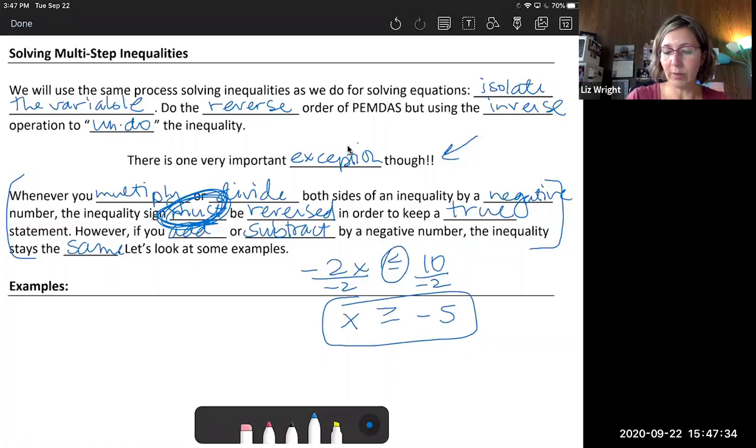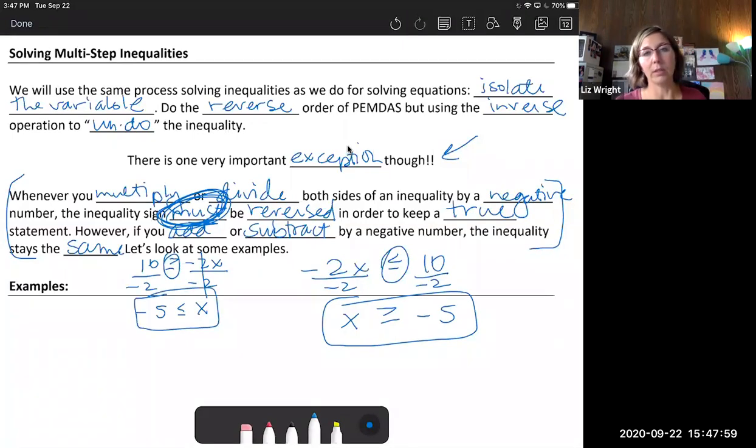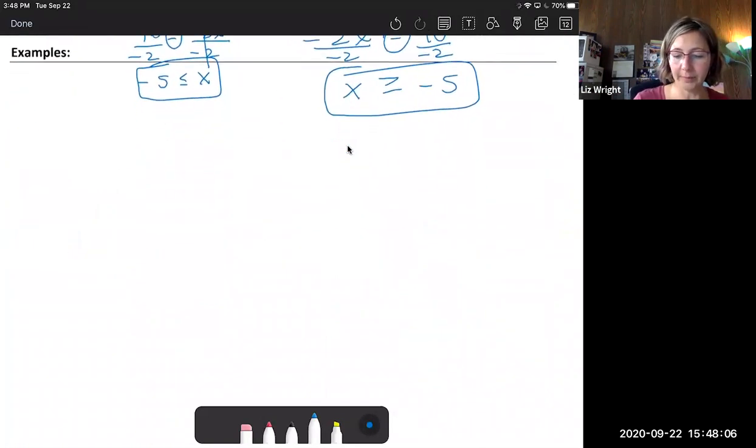That makes sense too, right? Like if we say, let's put the 10 on this side, and we say it's greater than or equal to negative 2x. We divide both sides, so it doesn't matter. We're still going to get negative 5. We'd flip that. It's going to be less than or equal to x. So I just want to point that out. Regardless of which side your x is on, you're going to flip that inequality sign, right? Okay.